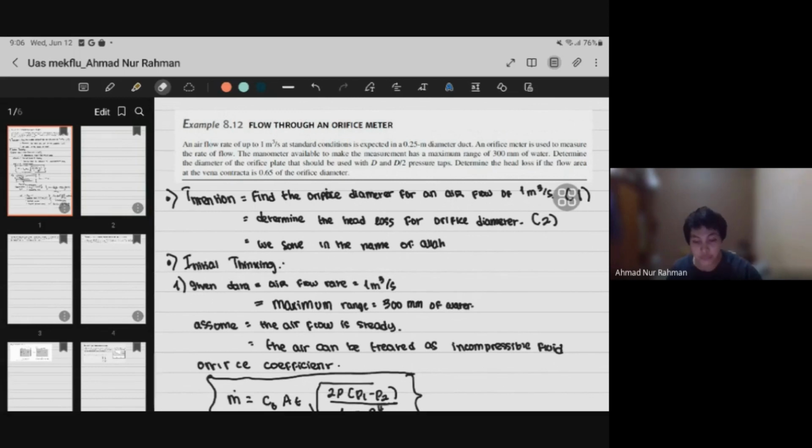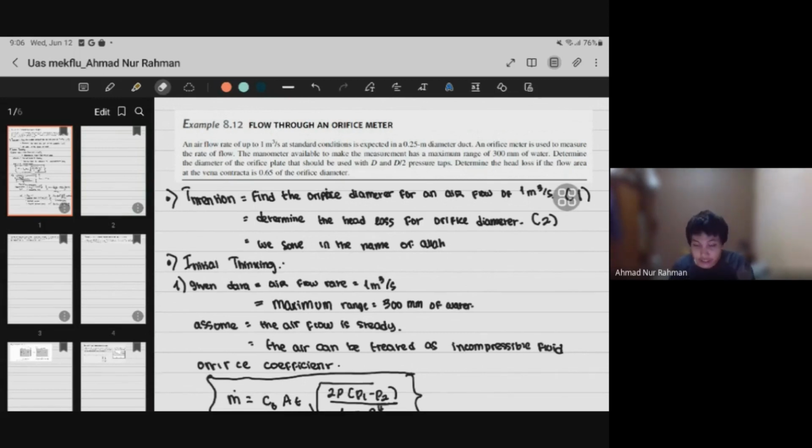So, what do we get here? Before we start solving the problem, we need to stay conscious so that our mind is focused on solving the problem. First of all, in day 5, there are 4 steps: intention, initial thinking, idealization, and instruction.